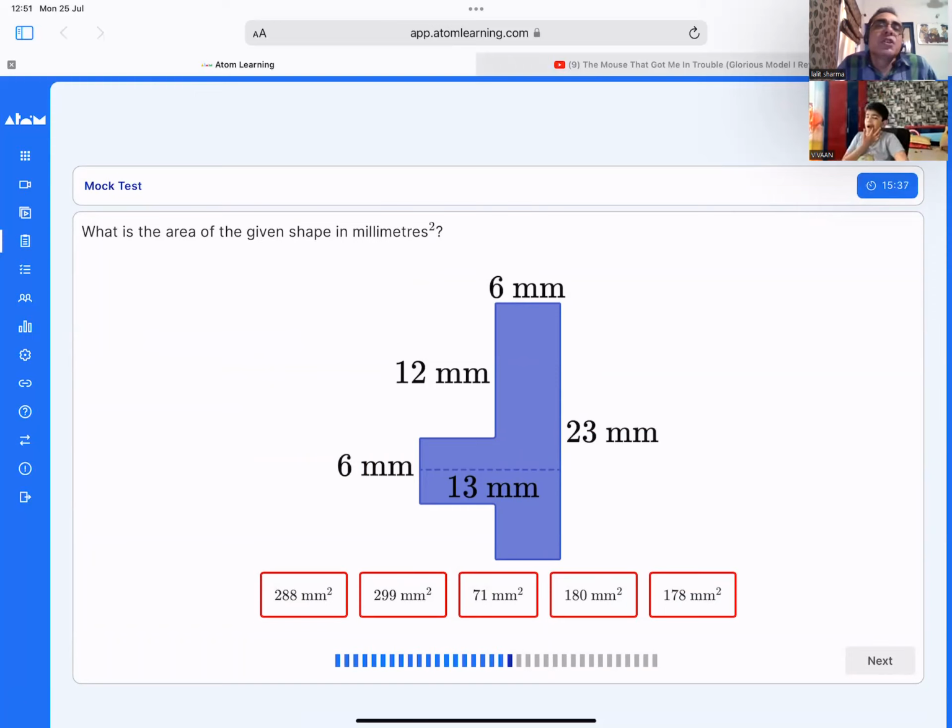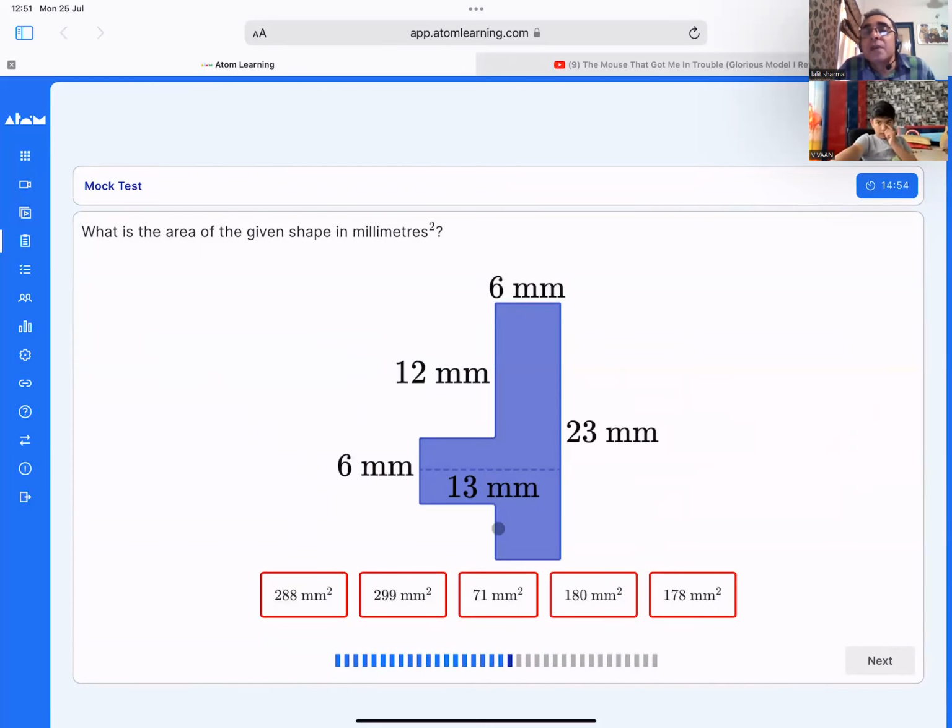Area of the given shape in millimeters. Everything is marked in millimeters, so we don't need to convert out here. But we need the area. We can still use the same logic. We split it and we add it. It can form two rectangles easily, right? So the bigger rectangle would have how much? It's clearly marked 6 millimeters and 23. This tiny block over here would be 30 millimeters.